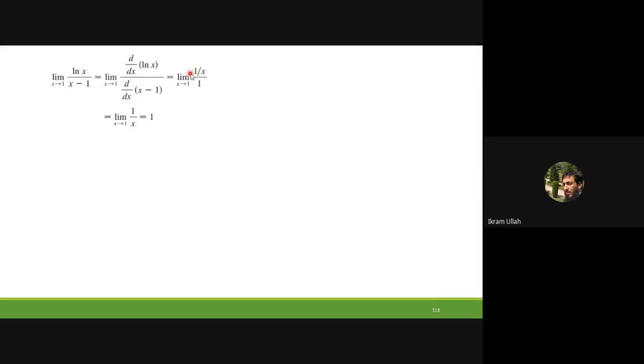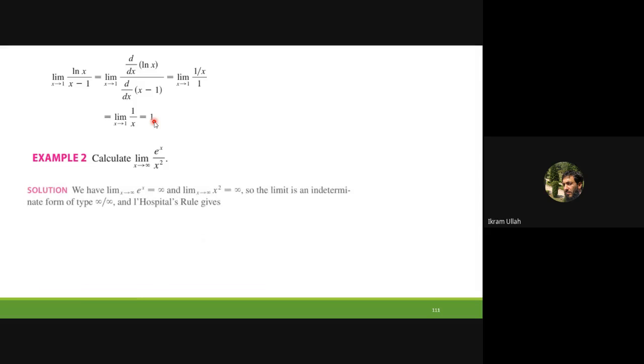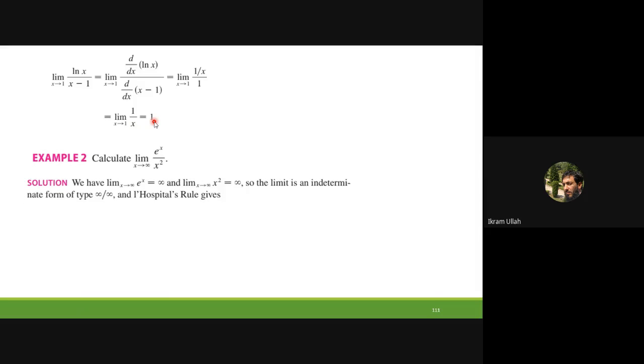Now this will be equal to 1 by x. So just applying the limit to 1 over x, 1 by 1 is equal to 1. So the limit in this case exists. Another example: calculate the limit of e to the power x divided by x squared when x approaches infinity.